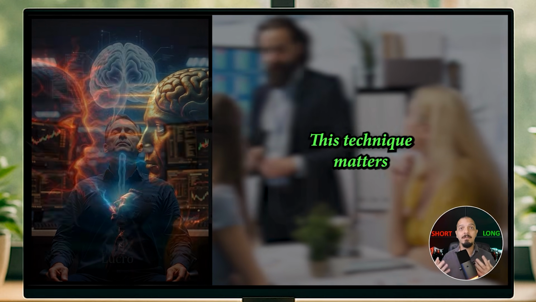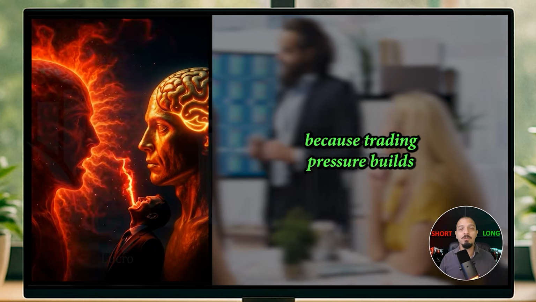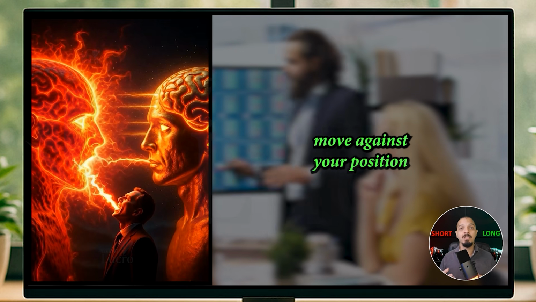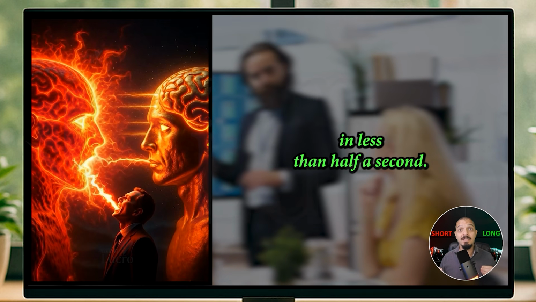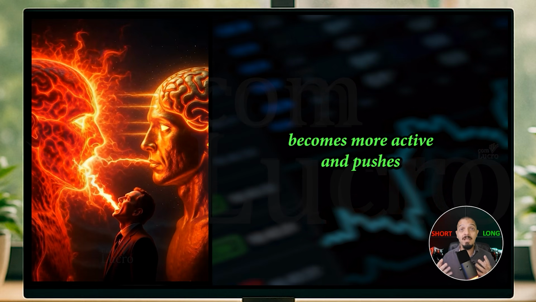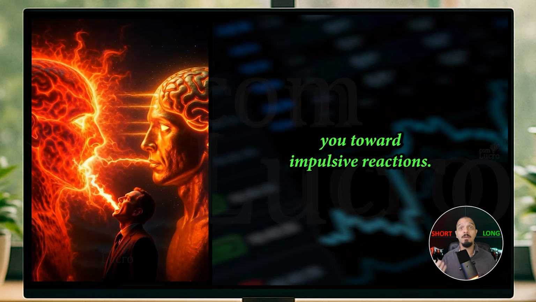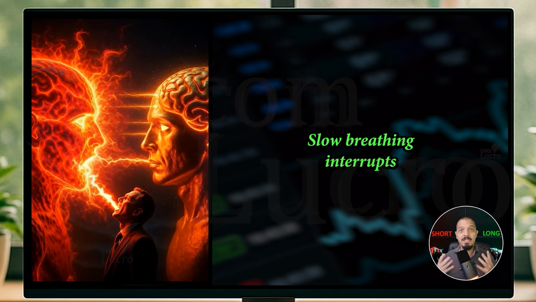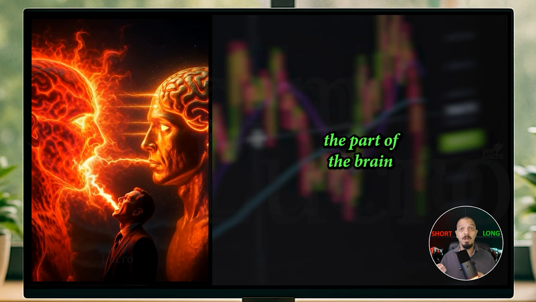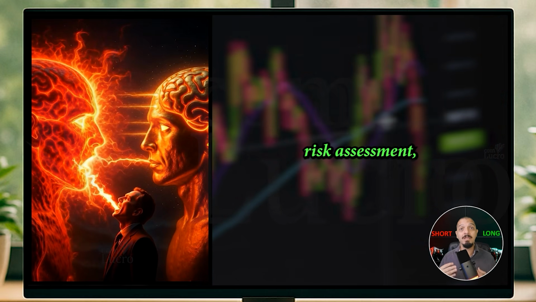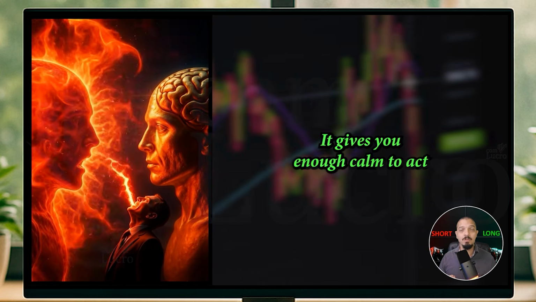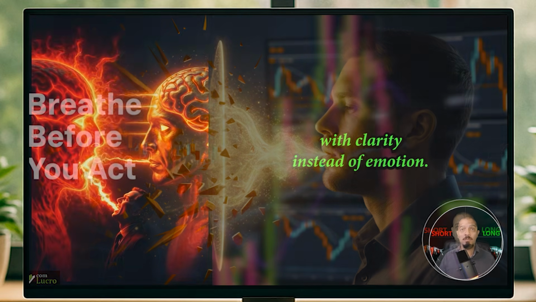In simple terms, your breath can send a physical message to your brain that the situation is safe, even when your emotions feel intense. This technique matters because trading pressure builds fast. A sudden candle spike, a missed entry, or a fast move against your position can trigger an automatic stress response in less than half a second. When this happens, your amygdala, the emotional center of your brain, becomes more active and pushes you toward impulsive reactions. Slow breathing interrupts that process. It shifts activity back to the prefrontal cortex, the part of the brain responsible for logic, risk assessment, and good decision-making. That is why this drill is so effective. It gives you enough calm to act with clarity instead of emotion.